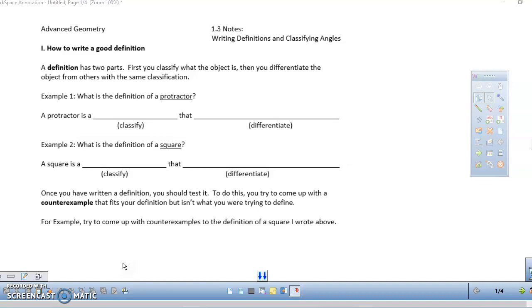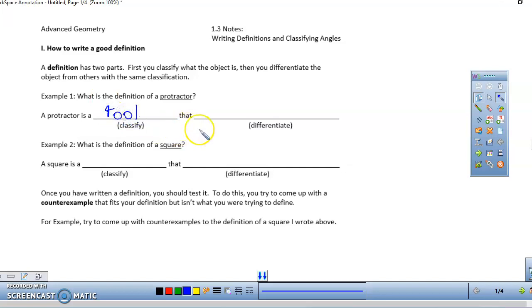Then you have to differentiate it from objects that are in the same classification. So for example, what is the definition of a protractor? So a protractor is a type of tool, and what that tool does that differentiates it from a wrench or a drill or anything like that is that it measures angles in degrees. Okay, so that would be an example of a proper definition.